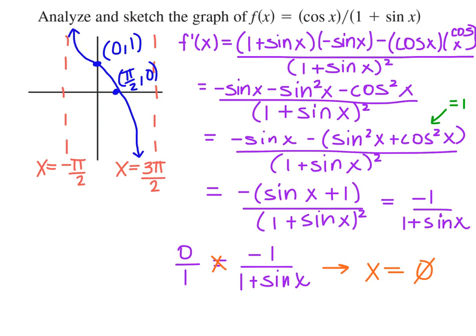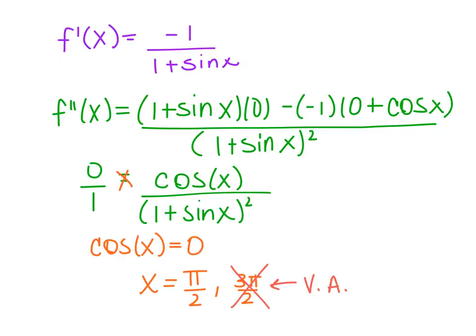So that means I have a negative sine of x minus 1, and if I pull out a negative there, that's the same quantity in the top and bottom. So one of these goes away, so I'm left with negative 1 all over 1 plus sine of x. And when I set that equal to 0 over 1, I cross multiply, and unfortunately it gets rid of the x. So I don't have any critical numbers here, but let's try the second derivative.